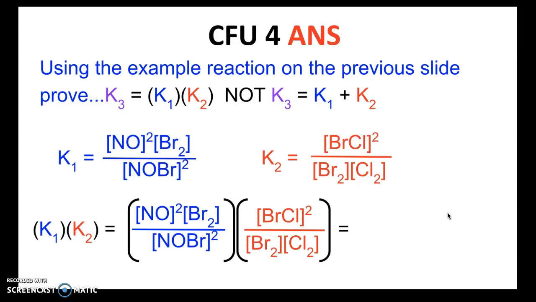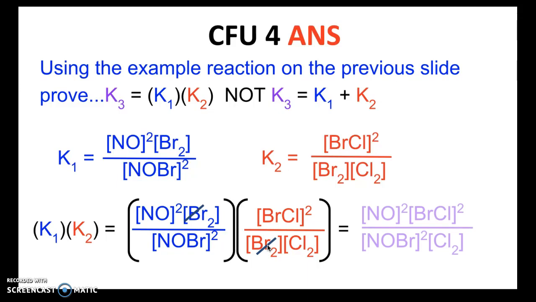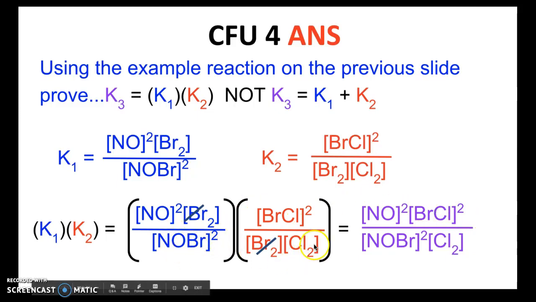Great, so here's the work. This is the K1 and the K2 expressions. I just multiplied them together. One thing you'll notice is that the Br2s cancel out, so I'll cancel them out right now. What you're left with in the end is NO2 squared times BrCl2 in the numerator, times NOBr squared times the concentration of Cl2 in the denominator, and that matches up with K3. So for Ks, when you're dealing with equilibrium constants, for Hess's law, you're going to multiply and divide things. You're not going to add things up.